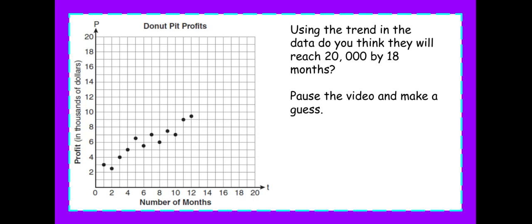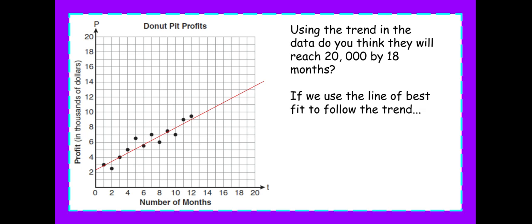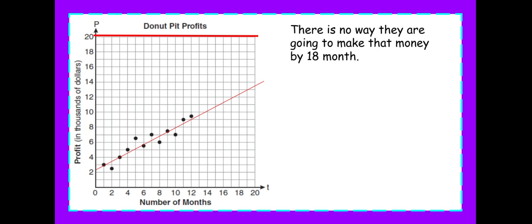12 months. So if we look at the scatter plot, do you think by the trend that they're going to make $20,000 by 18 months? Pause the video and take a guess. Now, using my trend line, I'm noticing that to hit $20,000, they're never going to make it by the 18th month. So to me, the answer is no.